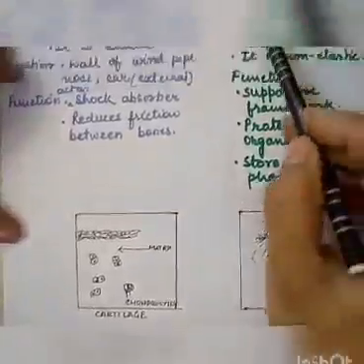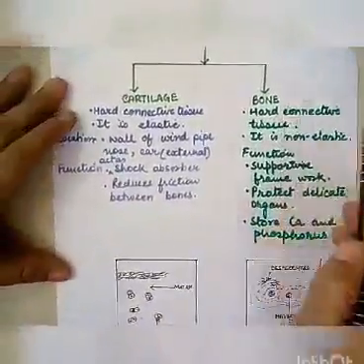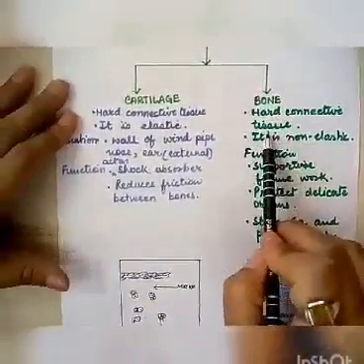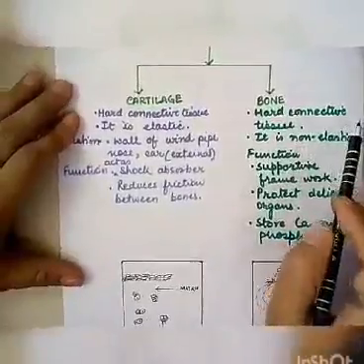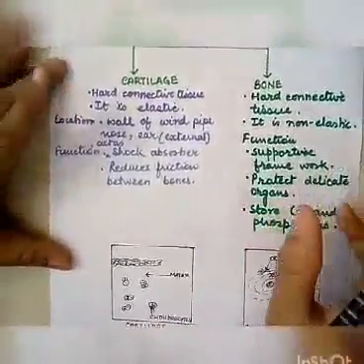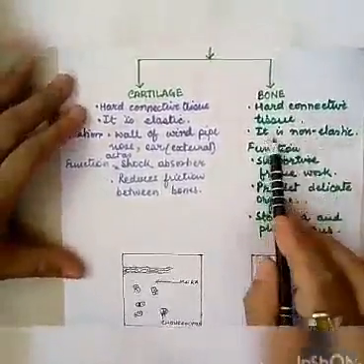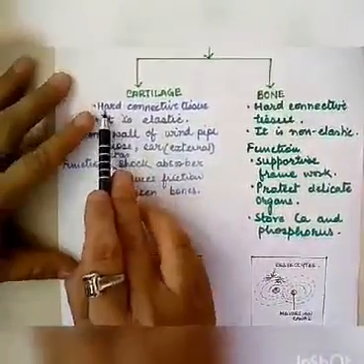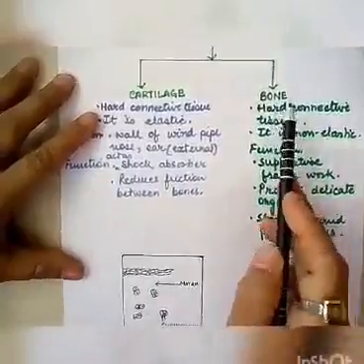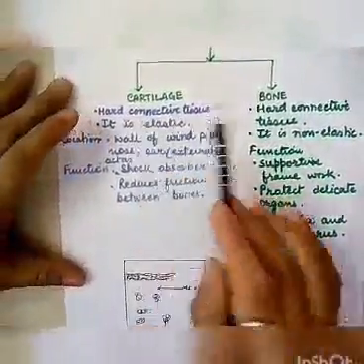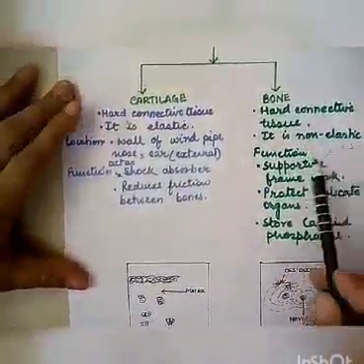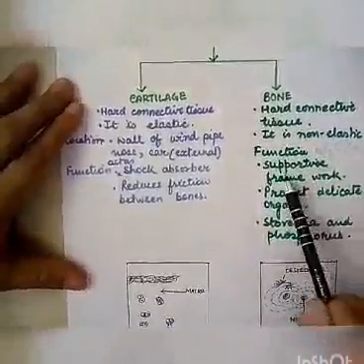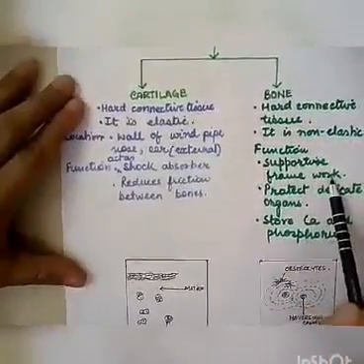The second type of supportive tissue is the bones. Bones are the hard connective tissue. It is the hard substance in the body. It gives a supportive framework to the body. It is non-elastic, while cartilage is elastic. Cartilage is also hard, but not as hard as bone. Bone is harder than cartilage. It is non-elastic. Function of bone: supportive framework. It gives the supportive framework to the body.